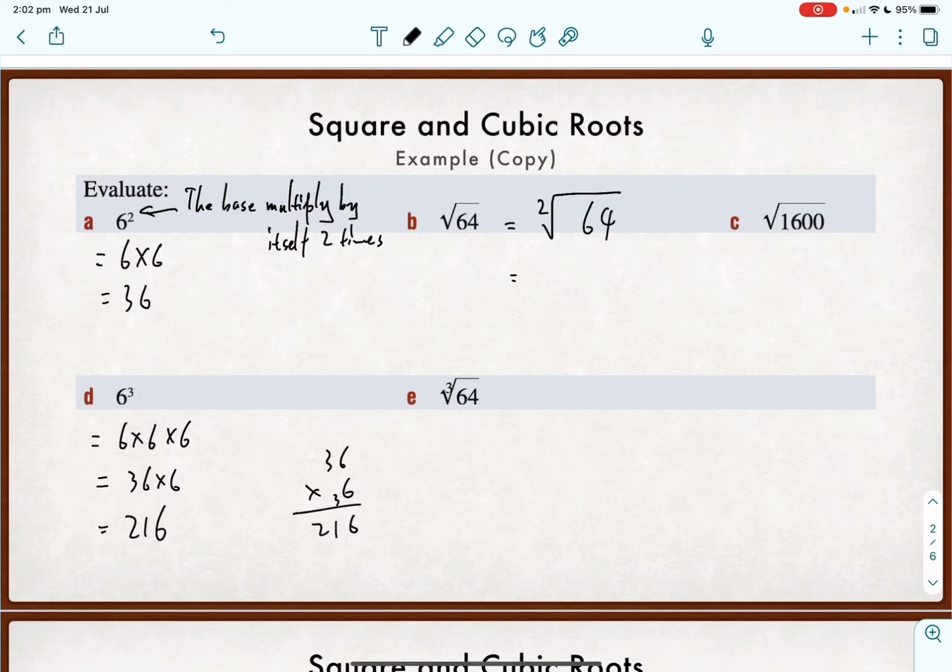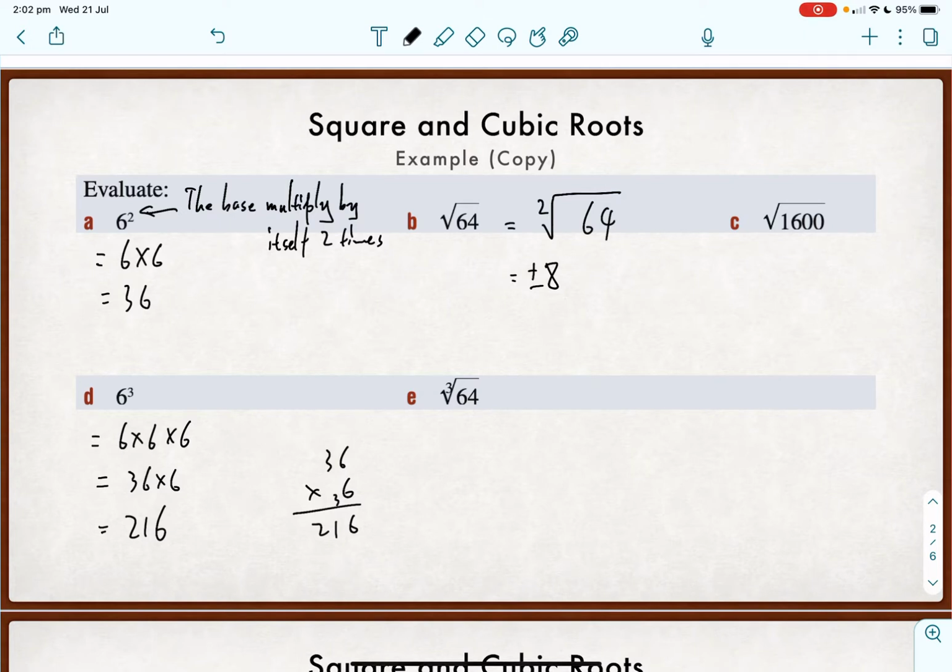So yeah. Now what multiplied by itself is 64? Correct. So 8 times 8 is 64. So the answer for this square root is 8. Well, what about negative 8 times negative 8? Negative times negative is positive, so you're still going to get 64. So the answer for a square root is normally positive and negative.